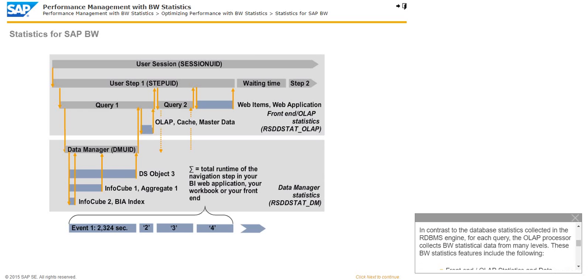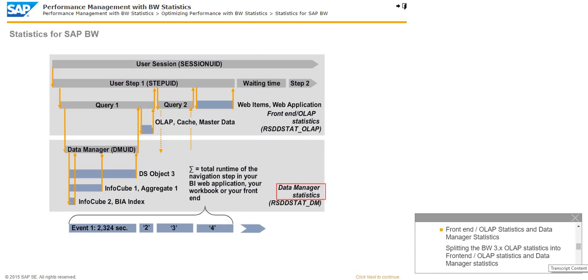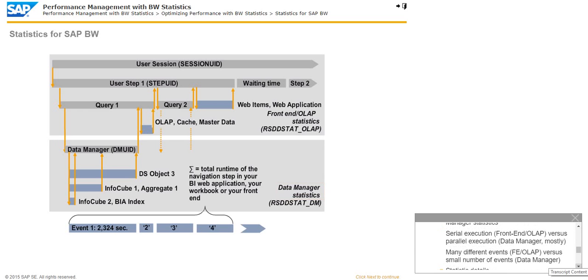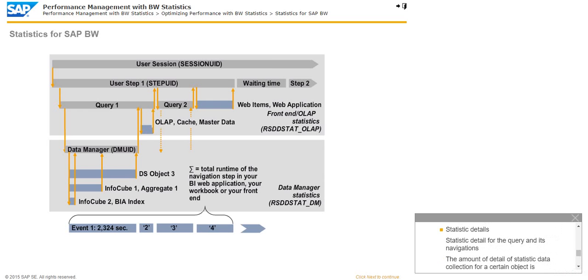In contrast to the database statistics collected in the RDBMS engine, for each query, the OLAP processor collects BW statistical data from many levels. These BW statistics features include the following. Front-end / OLAP statistics and data manager statistics. Splitting the BW 3.x OLAP statistics into front-end / OLAP statistics and data manager statistics. Serial execution, that is front-end OLAP, versus parallel execution, that is data manager, mostly. Many different events, that is front-end / OLAP, versus small number of events, that is data manager. Statistic details. Statistic detail for the query and its navigations.